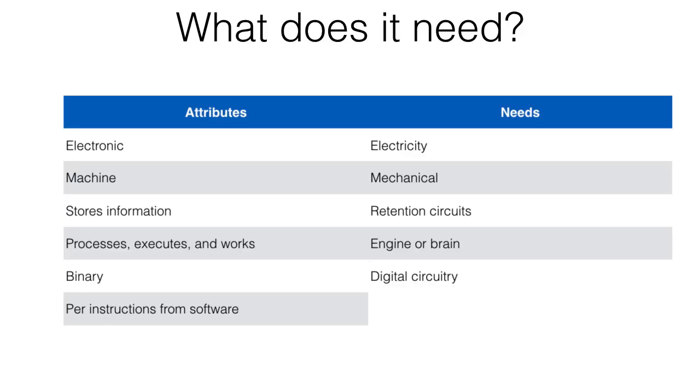Come on. What? Software. That's right. So we go through this. We see we need electricity. It's a mechanical machine, so we need the mechanical machine. It needs retention circuits, electronic circuits. It needs an engine or a brain. It's got to be able to do the computing. It's got to be able to handle the instructions. It needs digital circuitry, and it needs software.